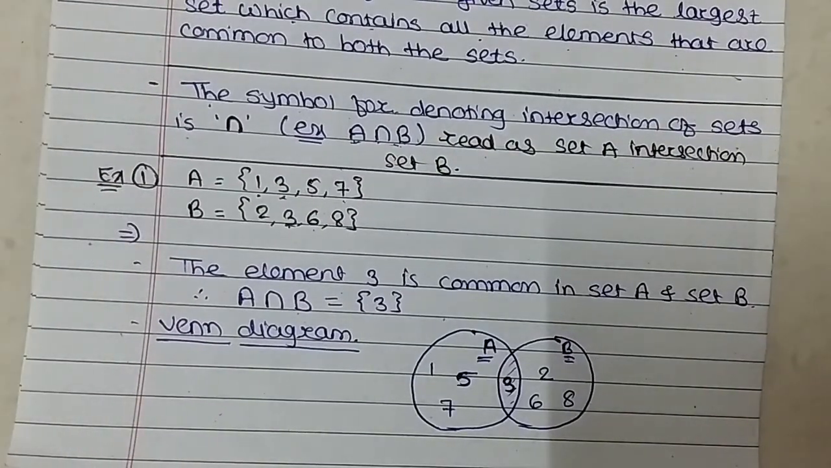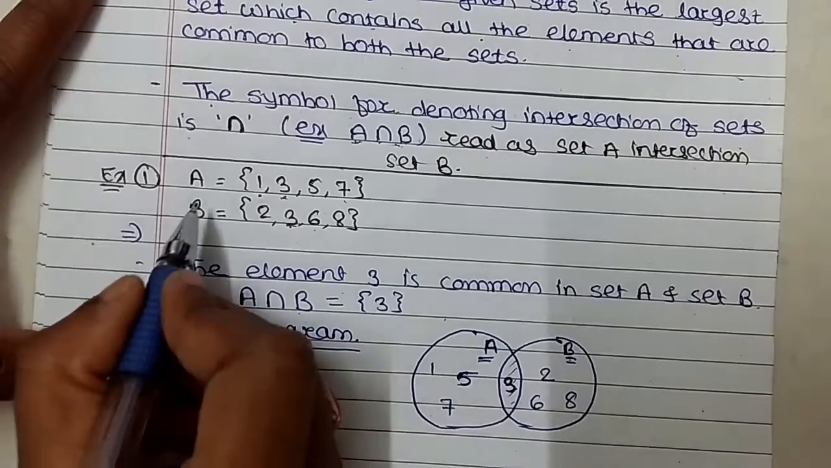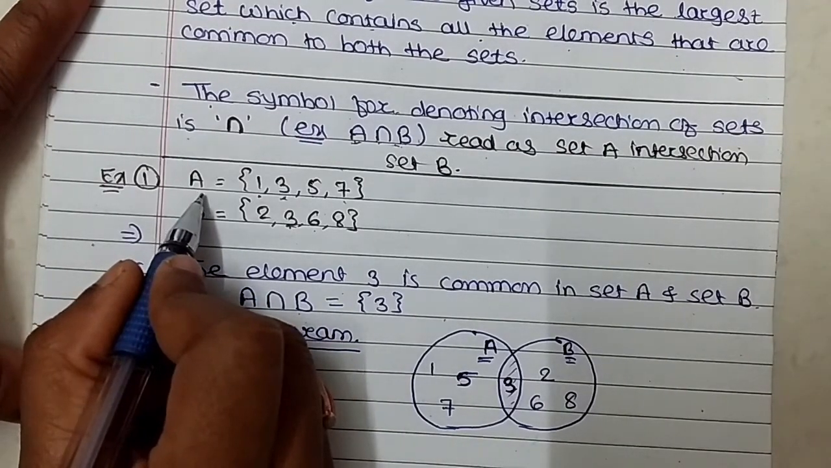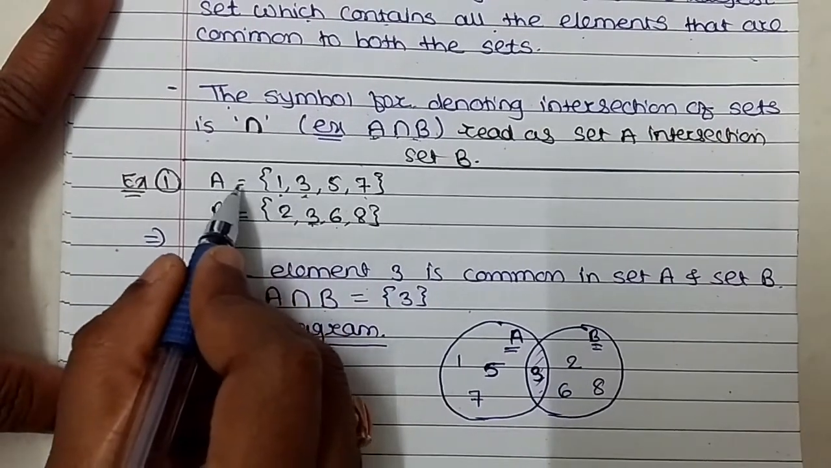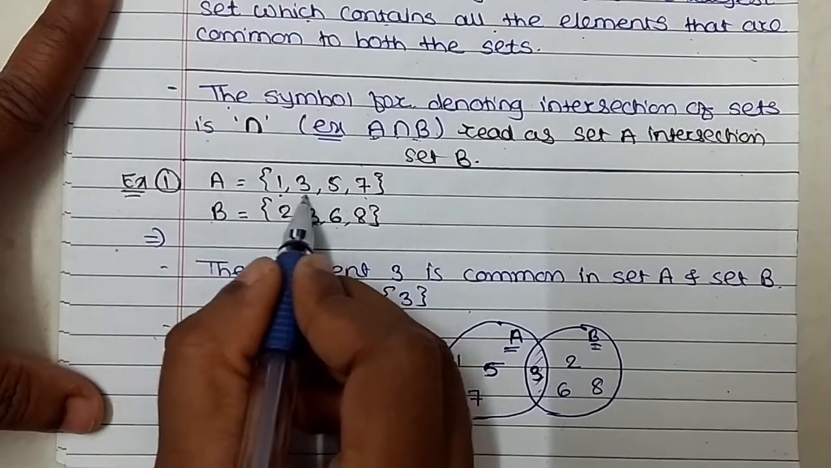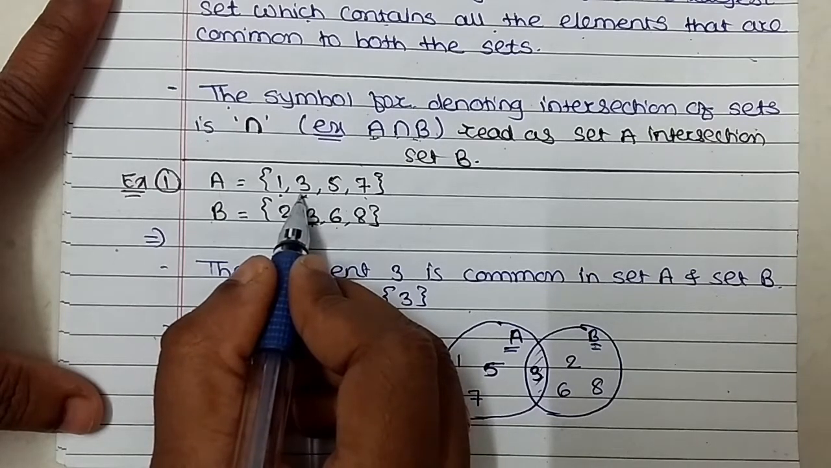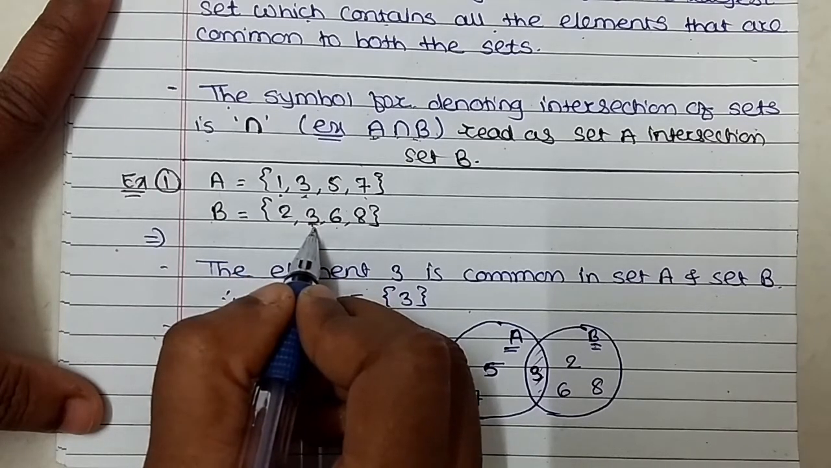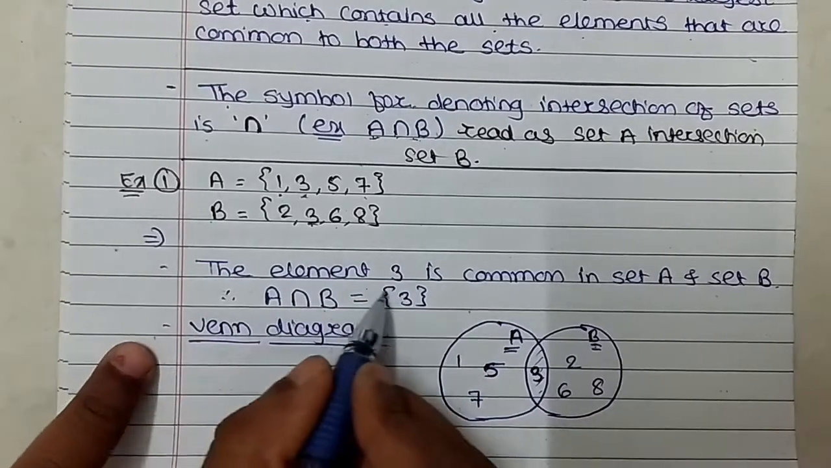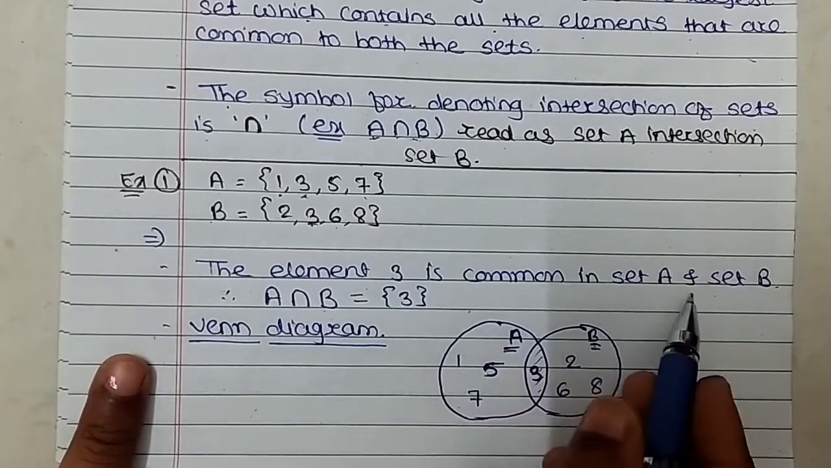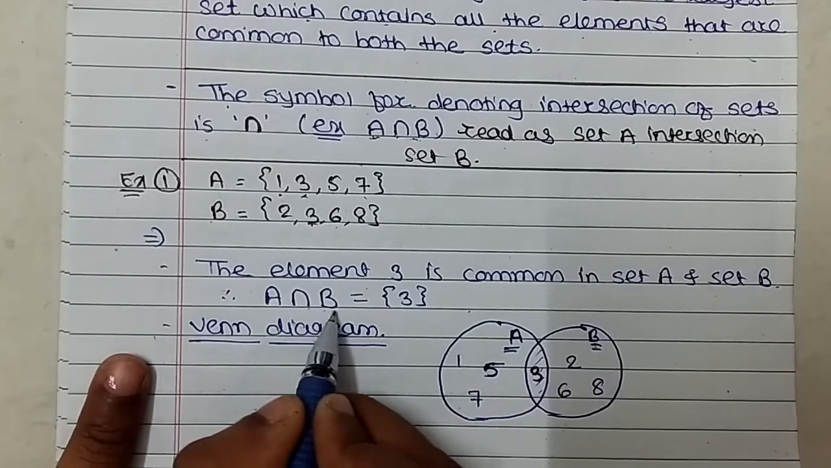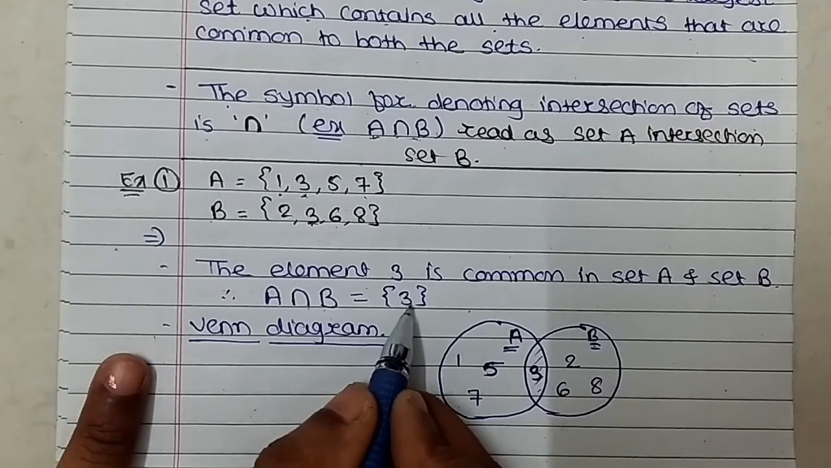Okay. Just recall once again. When there are two sets given to you, what is the first step? You should find out the common elements between these two sets. So which is the common element between these two sets? That is 3. Okay, 3 is present in A as well as in B. So write down one statement. The element 3 is common in set A and set B. Therefore A intersection B is equal to what? Common element, that is 3.